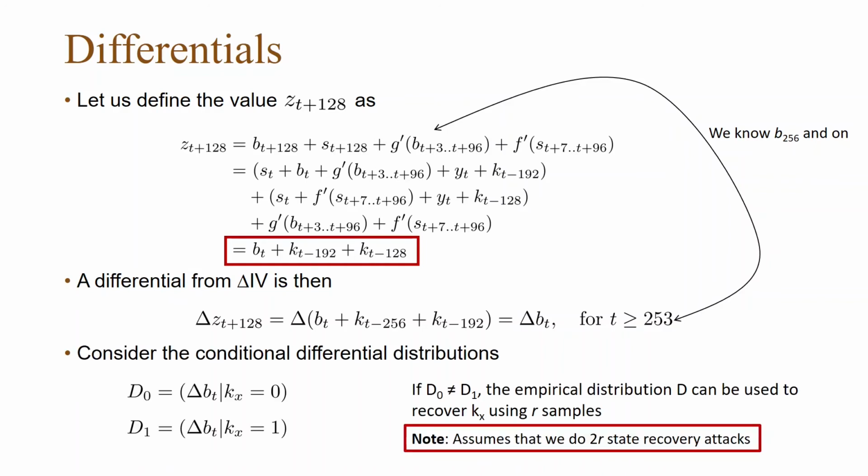Now let us consider the conditional differential distributions d0 and d1, where d0 is delta bt where the key bit kx is 0, and d1 is when we have the key bit kx equal to 1. If we have the case now that the two distributions d0 and d1 are not equal, we can find an empirical distribution d that can be used to recover kx using r samples, and the number of samples needed will depend on the distance between these two distributions, d0 and d1. And note that this attack assumes that we now do 2 times r state recovery attacks.